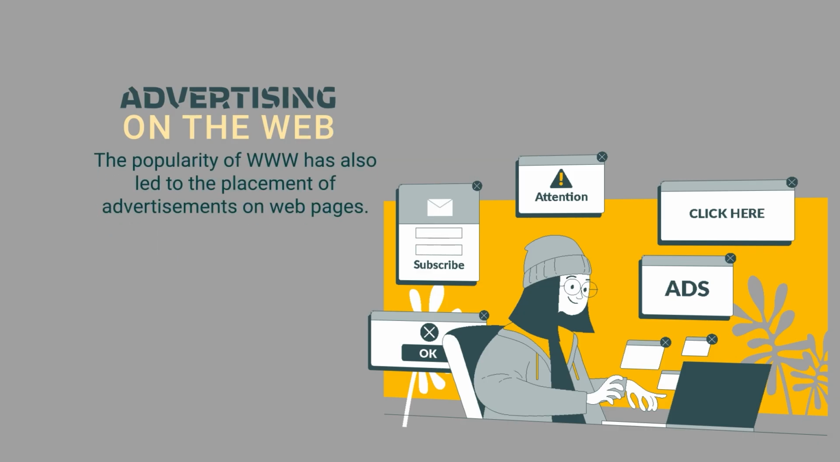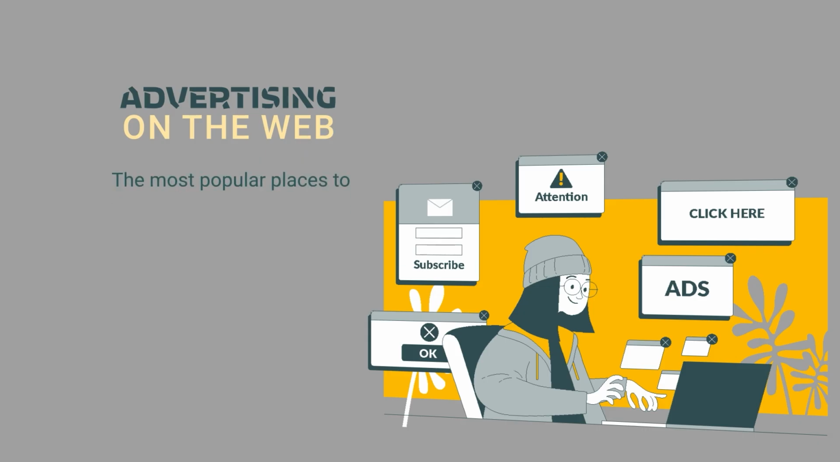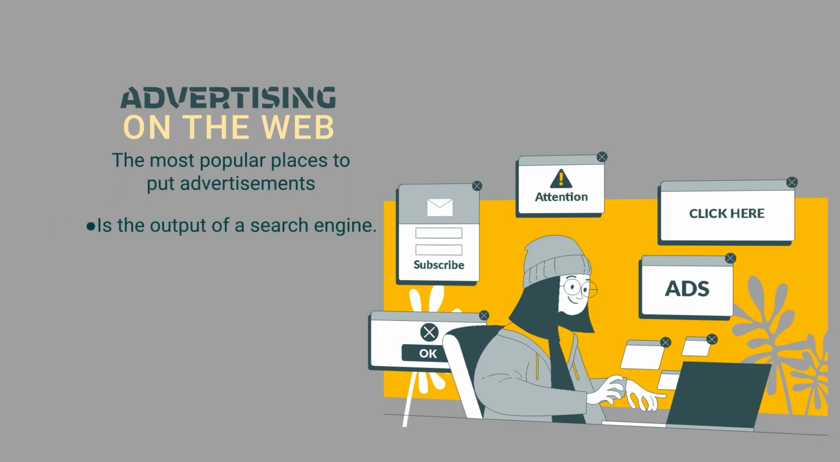So the popularity of the World Wide Web has also led to the placement of advertisements on web pages. The most popular place to put an advertisement is the output of a search engine. That means as soon as the user searches on some search engine, say Google, for some query, advertisements related to keywords of that query start displaying on that particular page.